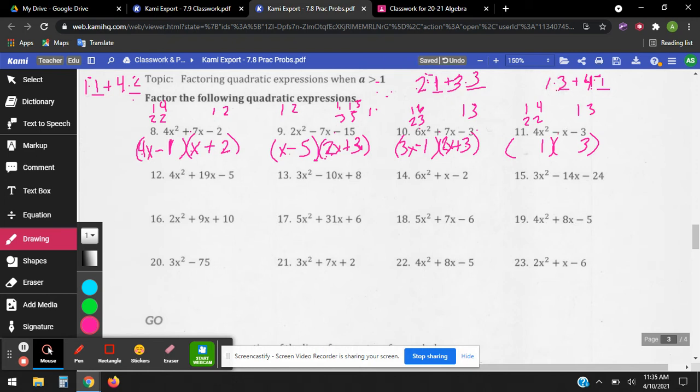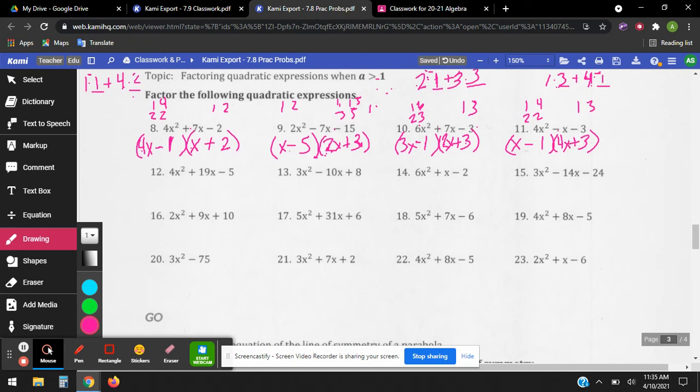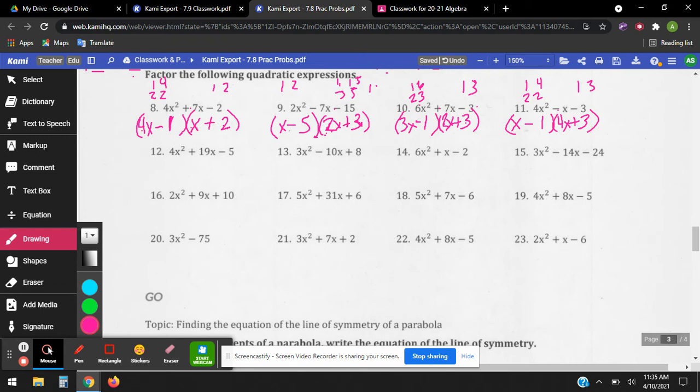So 1 times 3, so I need to put the x over here and 4x over here, because it's 4 times that, times a -1 times a +3. Hopefully you're kind of following that process. I'm just trying to talk aloud so you can kind of hear what I'm thinking.